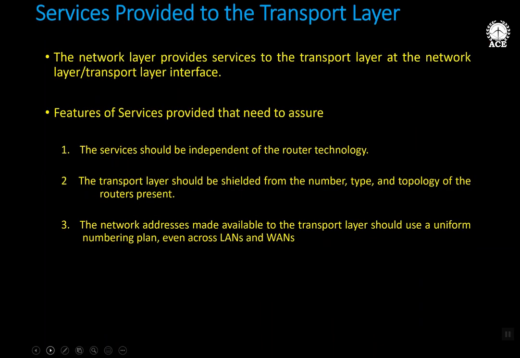Then the second important issue of the network layer is services. Every layer n provides services to layer n+1. Therefore the network layer provides services to the transport layer.